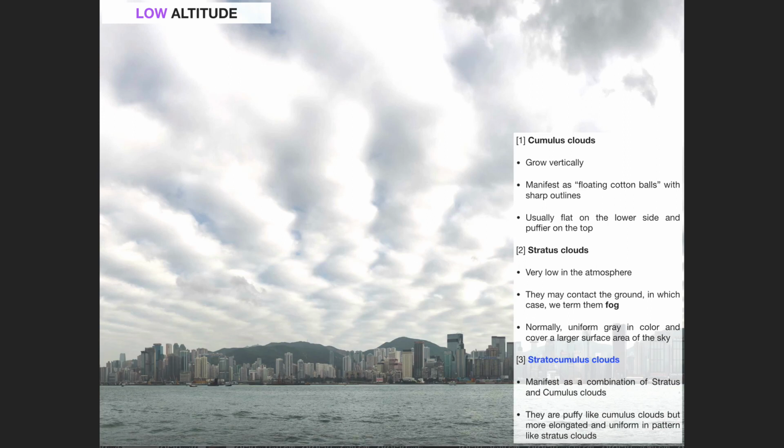The third type of cloud that we see at low altitude is the stratocumulus cloud. Stratocumulus, as the name suggests, are really just a combination of stratus and cumulus clouds. So they're going to be puffy, like the cumulus clouds from the first picture, but more elongated and uniform in pattern like the stratus clouds. And so if we consider all of these clouds one unit, then they cover a much larger surface area than the cumulus clouds that we saw before.